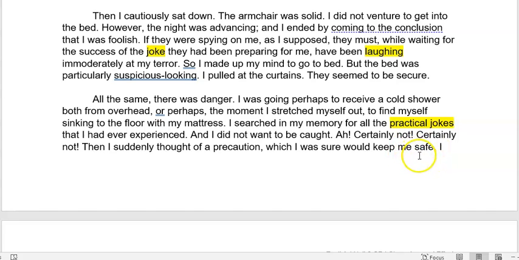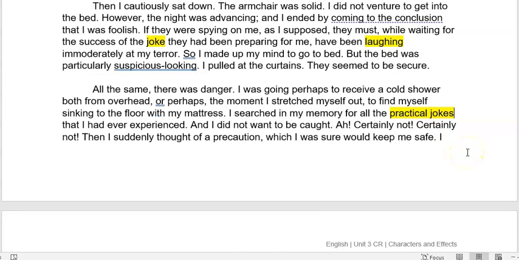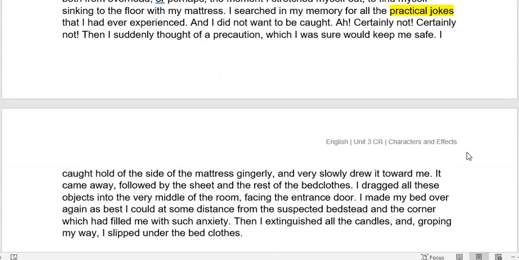Again, he's not in any real physical danger. He is safe. He is just worried and scared that they are going to prank him, pull a practical joke on him. So he's doing all of these things, being silly and acting foolish, to prevent them from actually, quote, getting him, right? So I caught hold of the side of the mattress gingerly, very carefully, and very slowly drew it toward me. It came away, followed by the sheet and the rest of the bedclothes. So he's literally pulling the mattress with the sheets and blankets and pillows off of the bed frame.